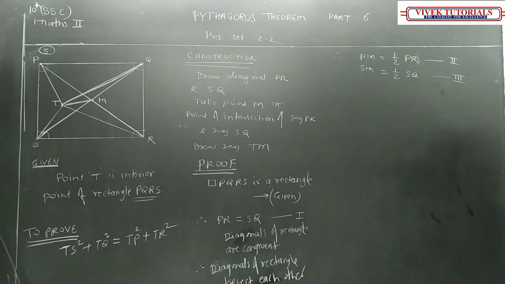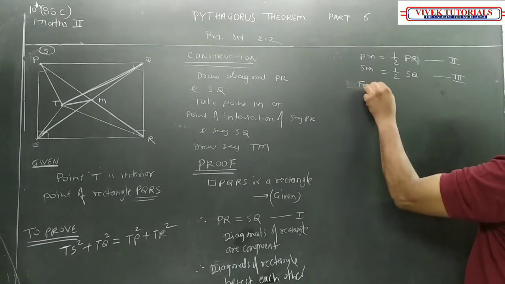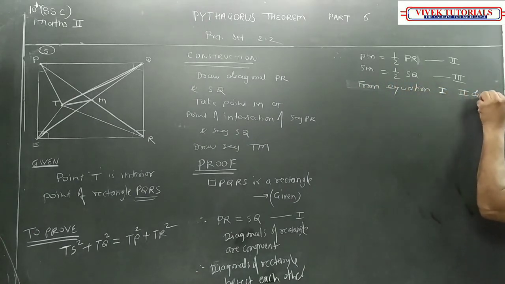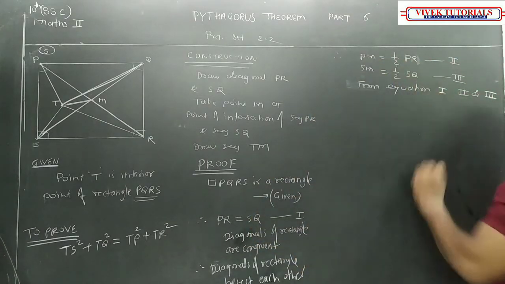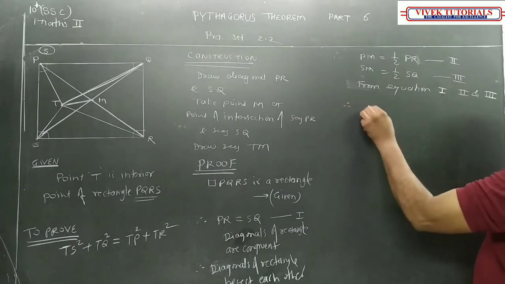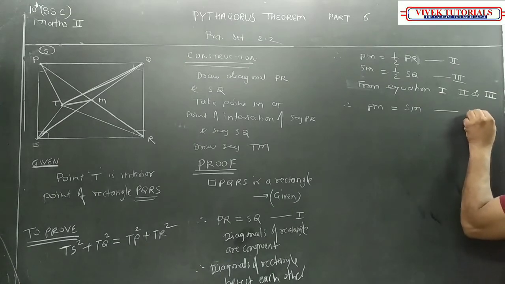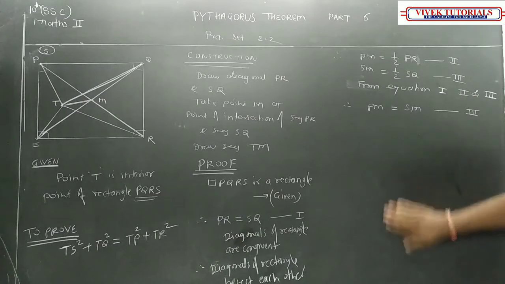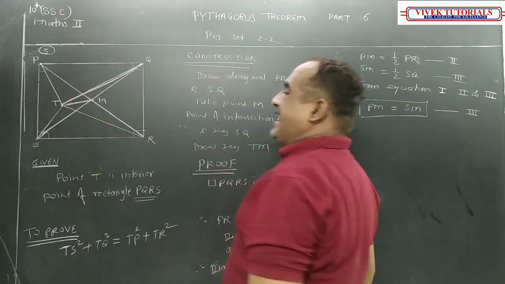So therefore, from equation 1, 2 and 3, what we can do is, look, PR is equal to SQ, PM is half of what? Of PR. SM is half of what? So what I can do is PM is equal to SM. Equation 3. Okay, got it now? So this was very important. What is that? As much as PM is, that much is SM.